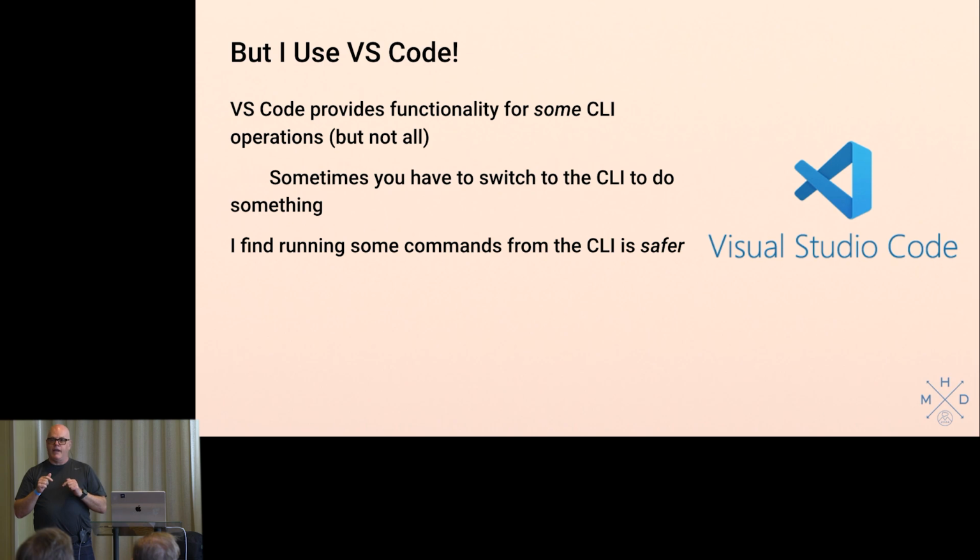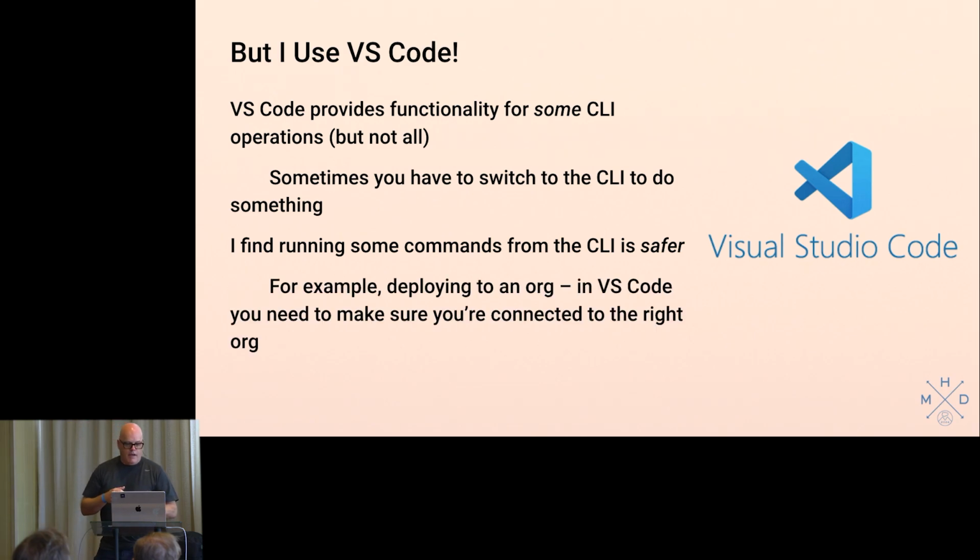So if you happen to be connected to prod at the time, and you right-click and say deploy to org, you just deployed something to production. Maybe you didn't mean to do that. So you want to be really careful. With the command line, you have to tell it, deploy to this org. It's a command line argument that you have to give it. So it becomes more explicit, and I find you're less likely to make erroneous deployments by doing that.